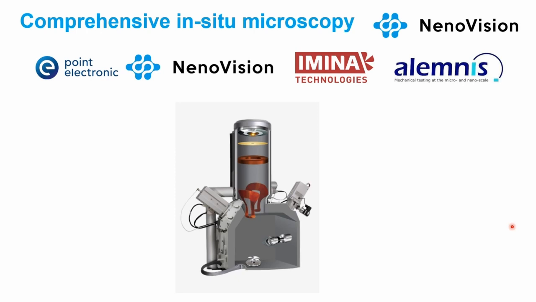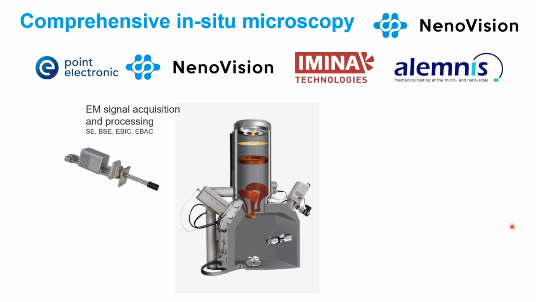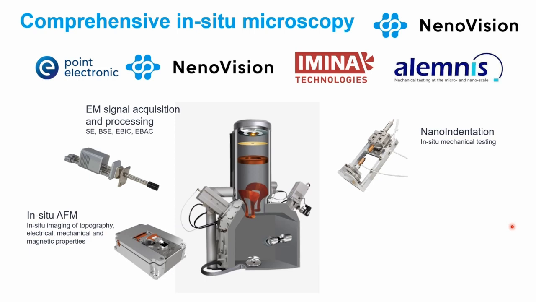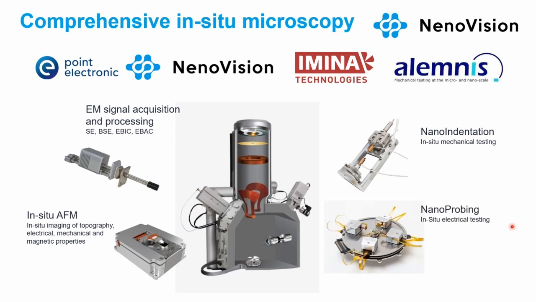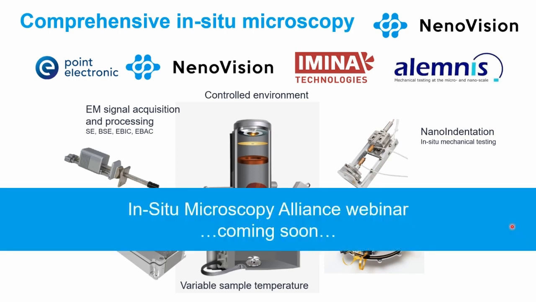So together, we can convert actually any electron microscope into an in-situ microscope by adding tools for electron microscopy signal acquisition and processing, in-situ mechanical testing, the AFM, and the nanoprobing. Additionally, you can think about a controlled environment inside your SEM or changing the temperature. So this is comprehensive in-situ microscopy, and please stay tuned.